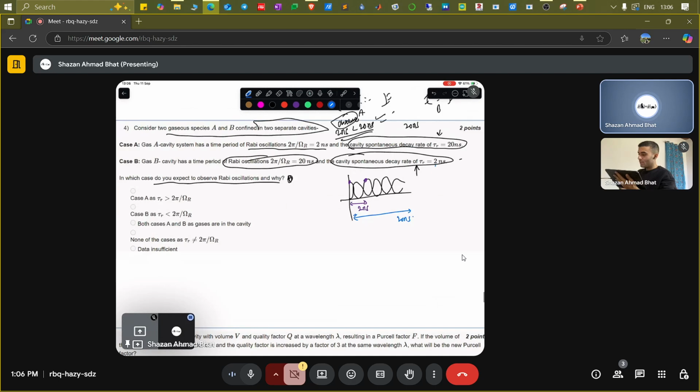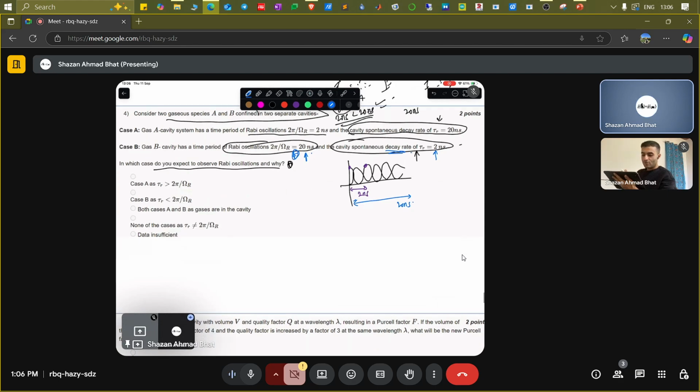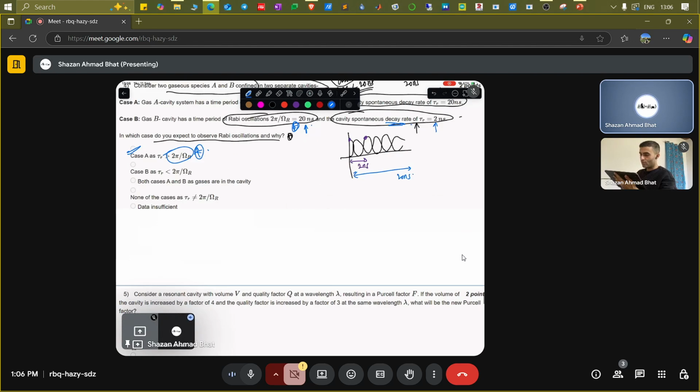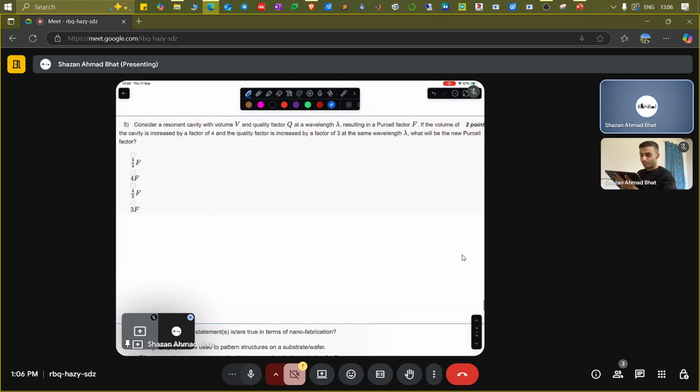On the other hand, for this particular case, the decay is faster. It's 2 nanoseconds, which is much faster than 20 nanoseconds. You are going to have a spontaneous decay of the species faster than the Rabi oscillations can happen, and you cannot observe the Rabi oscillations. So the gas in cavity A, because tau r is much greater than the Rabi oscillation period. That is the exact answer of this question. That's what we even talked about.